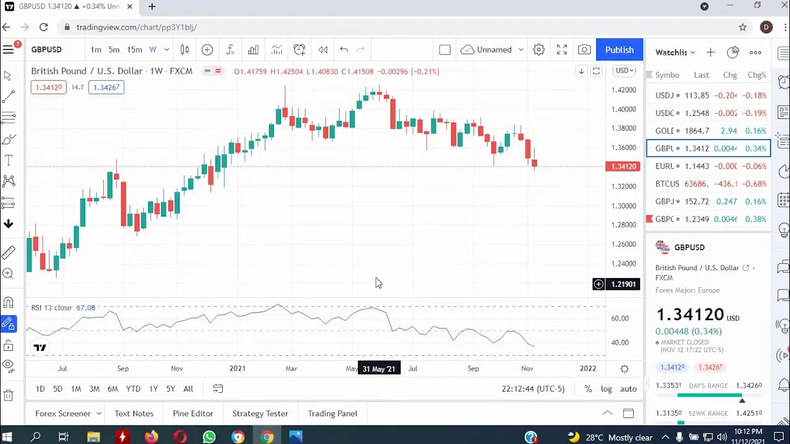Alright, so I'm on the GBP USD, and I'm on the weekly chart. The weekly chart is a structural time frame, so what I'll do is see which direction the market is going in. As you can see, the weekly time frame was in a strong bullish trend, and now it's consolidating.